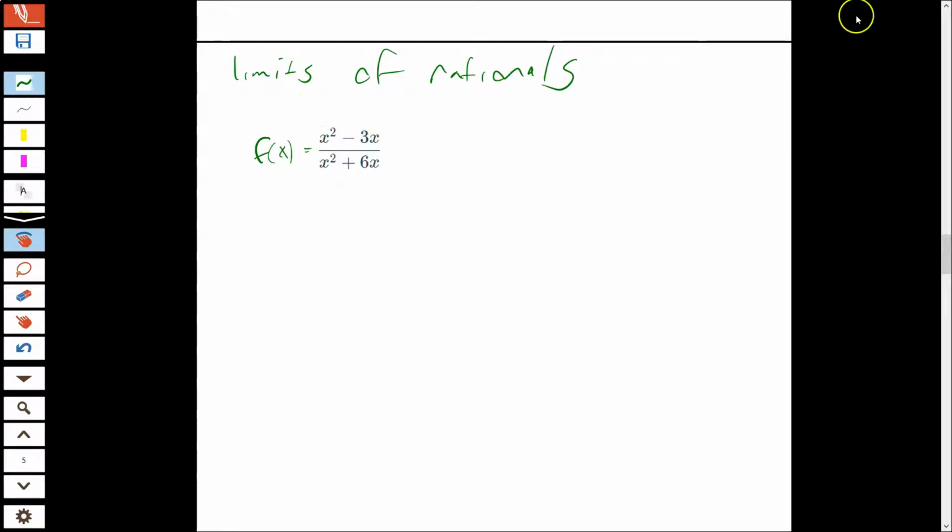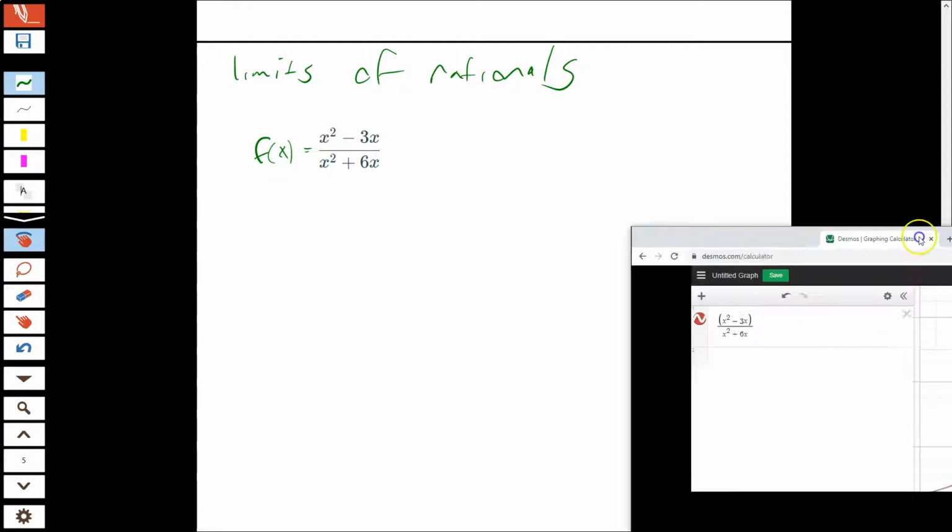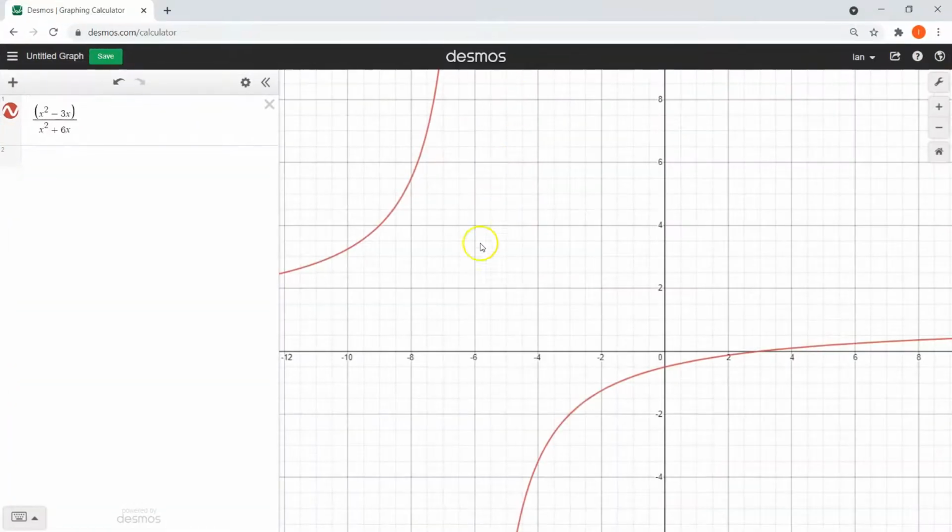Let's remind ourselves what this looks like. So here's my graph of f of x on Desmos. Notice we naturally get these two separate pieces, right? We have what's called a vertical asymptote at x equals -6. And that's because, and you can check this if you want, if I plug in -6 into my denominator, I get 36 minus 36, which is just 0. So x cannot be equal to -6 because dividing by 0 is not defined, right?